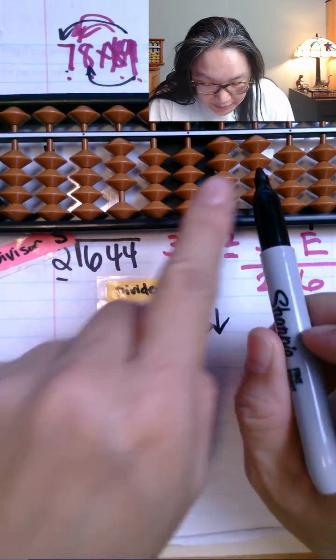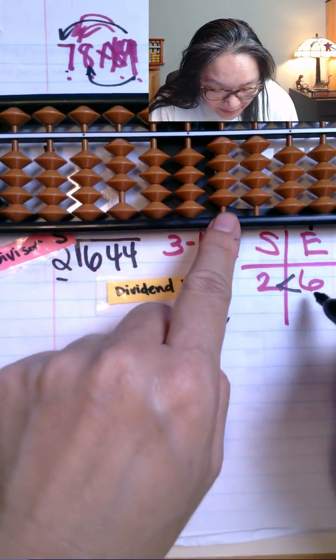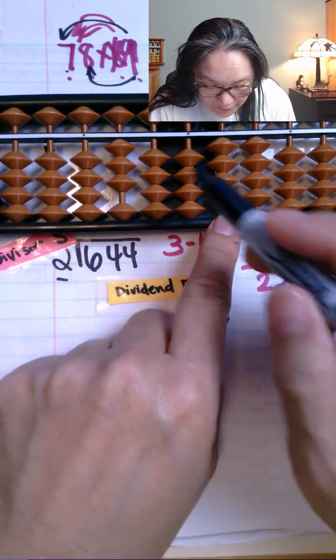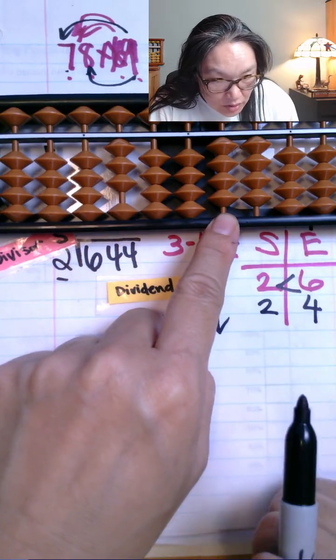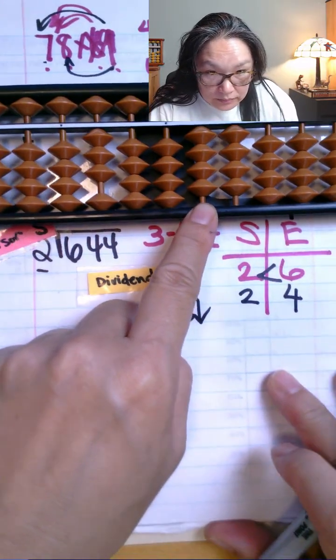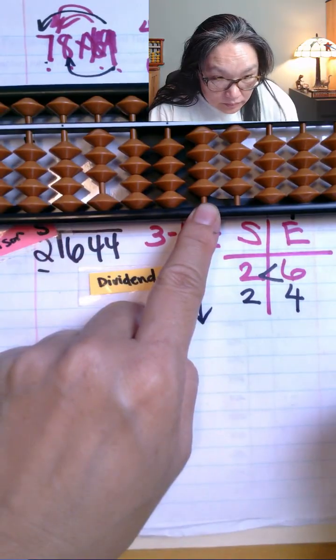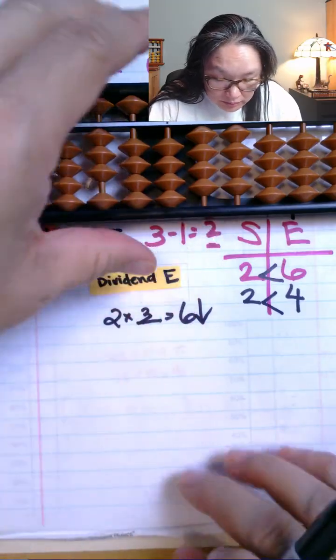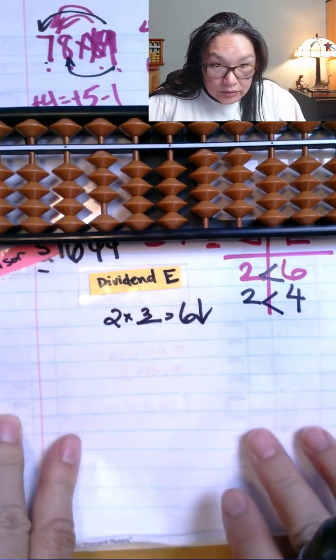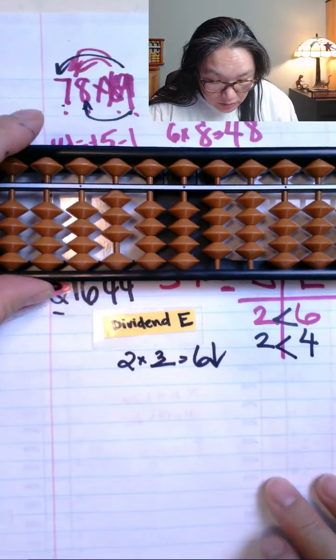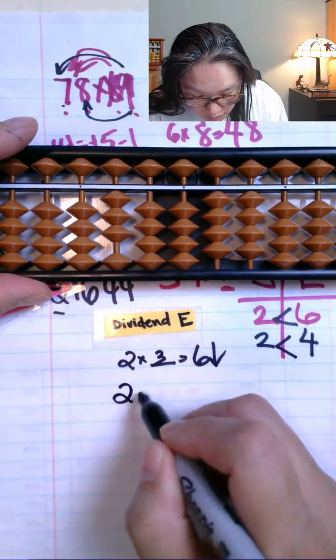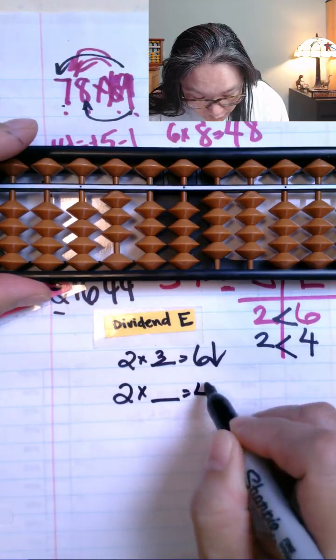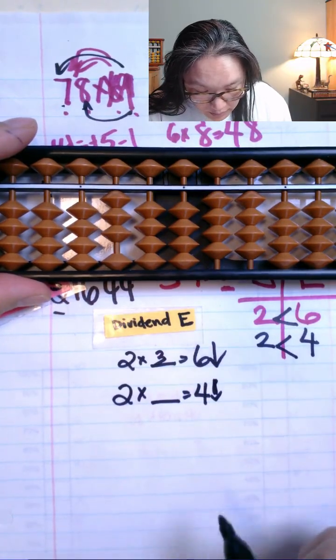I'm going to look at the abacus. My dividend is 4. My divisor is still 2. Who is bigger? My dividend is still bigger. So what do I do? Thank you. So the question is 2 times what is equal to 4 or less?